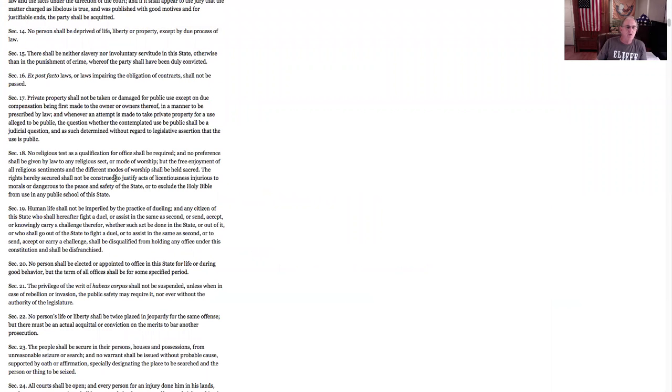You can't construe religious liberty, meaning you can't monkey with the definition of the word to make it mean something other than it is. The rights that are secured are religious rights. You can't construe that religious liberty and that religious freedom to justify. Let's look at the word justify.